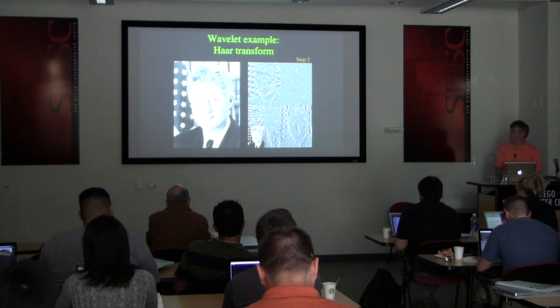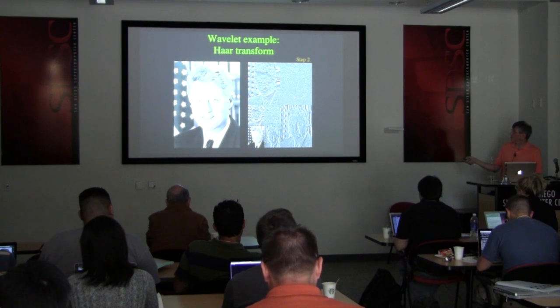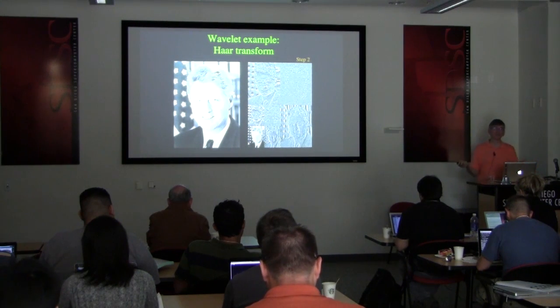So you repeat this, and the image shrinks by another factor of 2. Notice these other coefficients didn't change, so after you've done the first iteration, all the difference coefficients that you've already computed don't change.